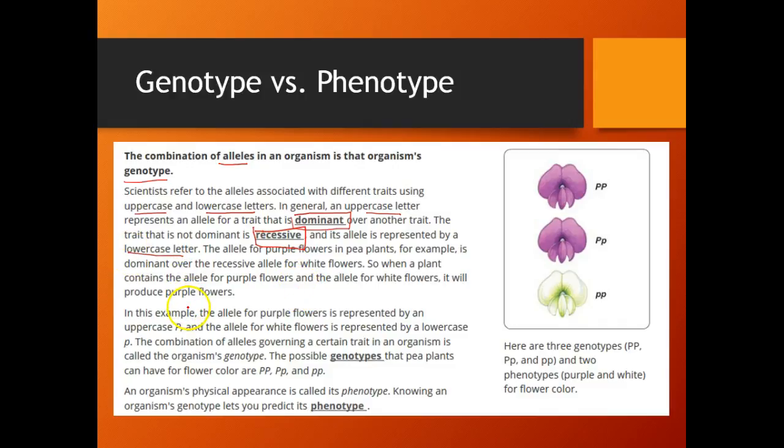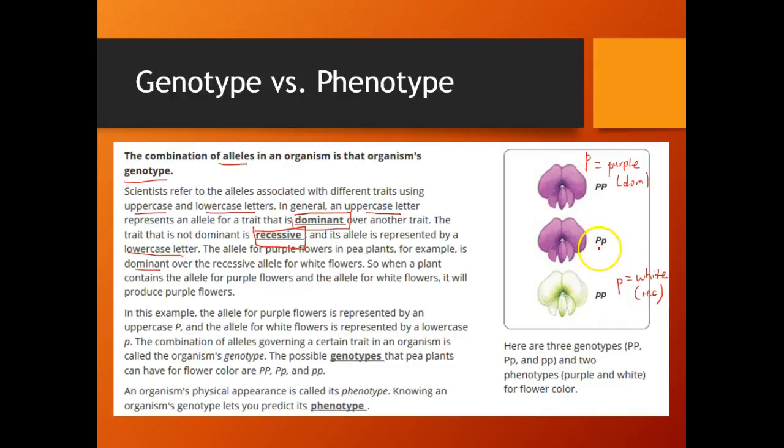So the allele for purple flowers in pea plants, for example, is dominant. Okay, so purple is dominant, so we have a big P, which would be for purple. And let's say that it's dominant. And then for the white flowers, we'll have a little p for the white gene, and this one is recessive.